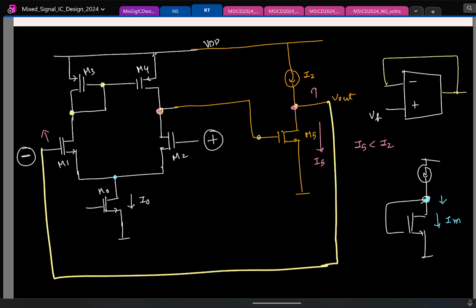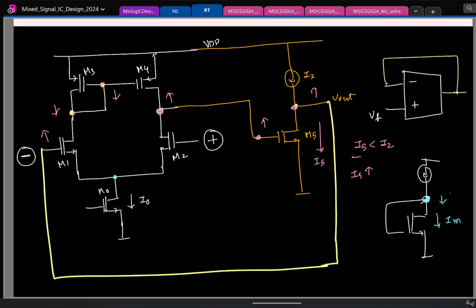Again, if you want to go step by step, the gate voltage of M1 increases. So the drain voltage of M1 reduces. So this reduces. Gate voltage of M4 reduces. Drain voltage of M4 increases. So which means gate voltage of M5 increases. What can you say about the current? That will increase or reduce? Gate voltage increases, current will increase. Fine. And is that what you wanted? Because I5 was smaller, so now you see I5 increases. Okay. Is this clear?